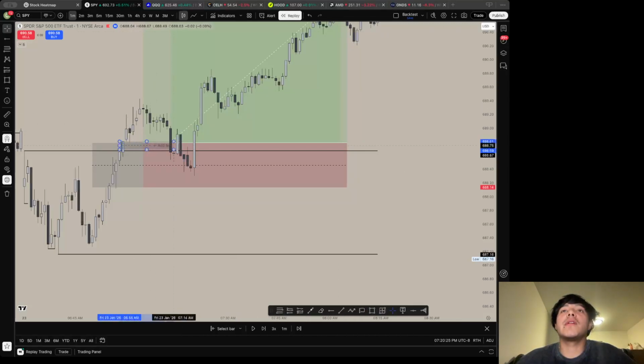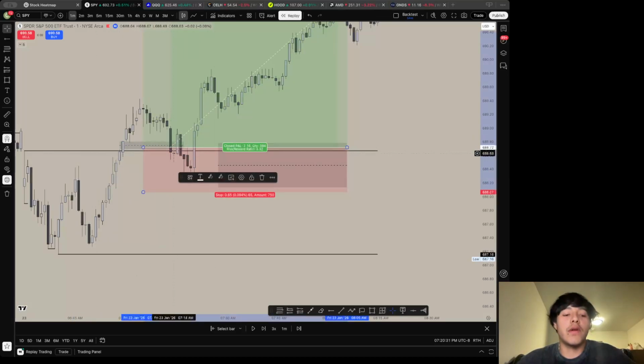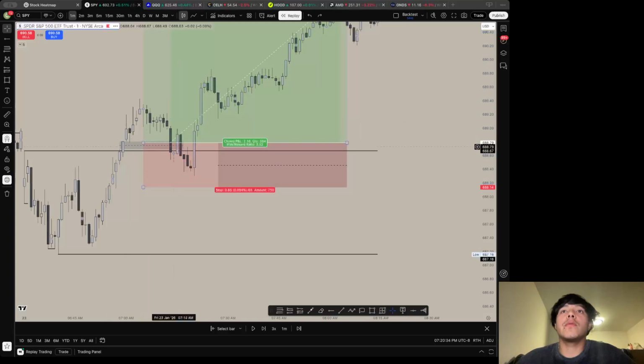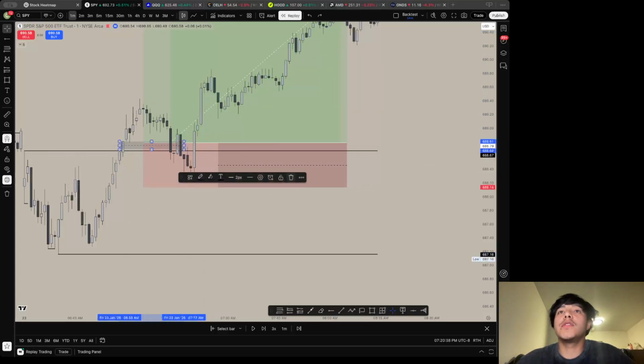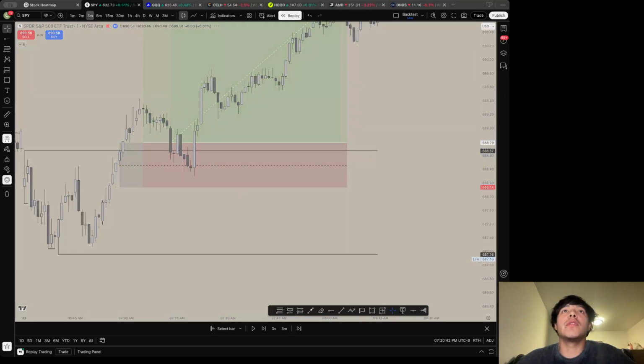Like this 1 minute fair value gap right there, you can see price just went through it, right? It just went through and we went lower. So that's kind of the gist of it. Always remember, I don't trade anything below the 3 minute.